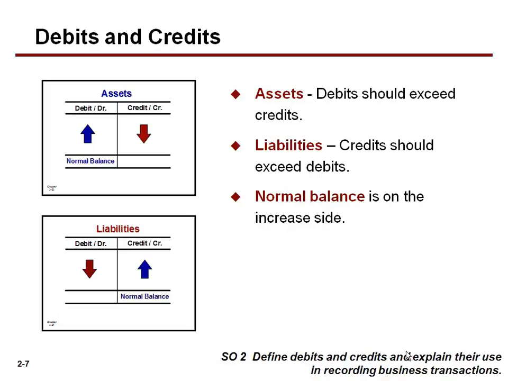Here we have a diagram that shows the T accounts for assets in general and liabilities in general. Assets will increase on the left-hand side or debit side. Remember that assets appear on the left-hand side of our equation. They increase on the left-hand side of their accounts. Liabilities are a claim that appears on the right-hand side of our accounting equation. Liabilities increase on the right-hand side or credit side of the account. So the normal balance of a liability is a credit. The normal balance of an asset is a debit balance.